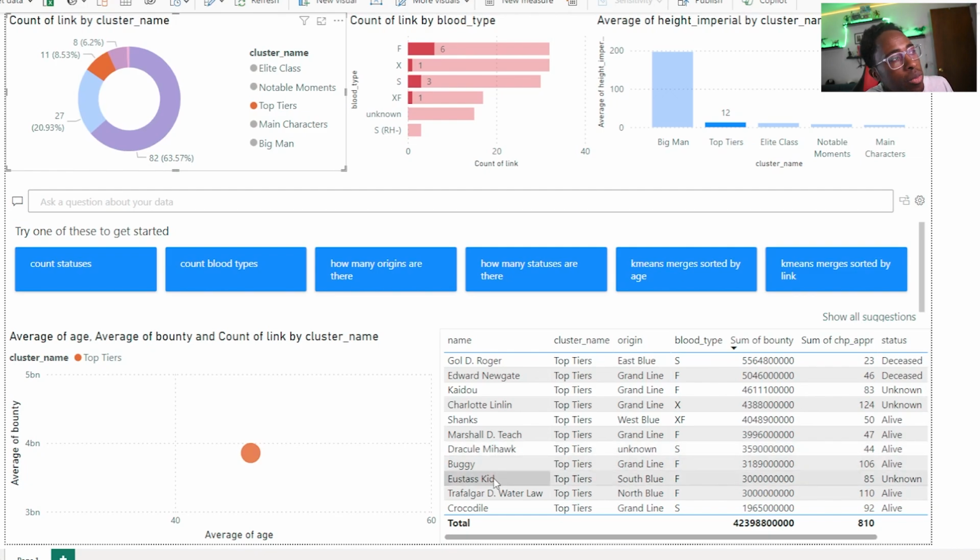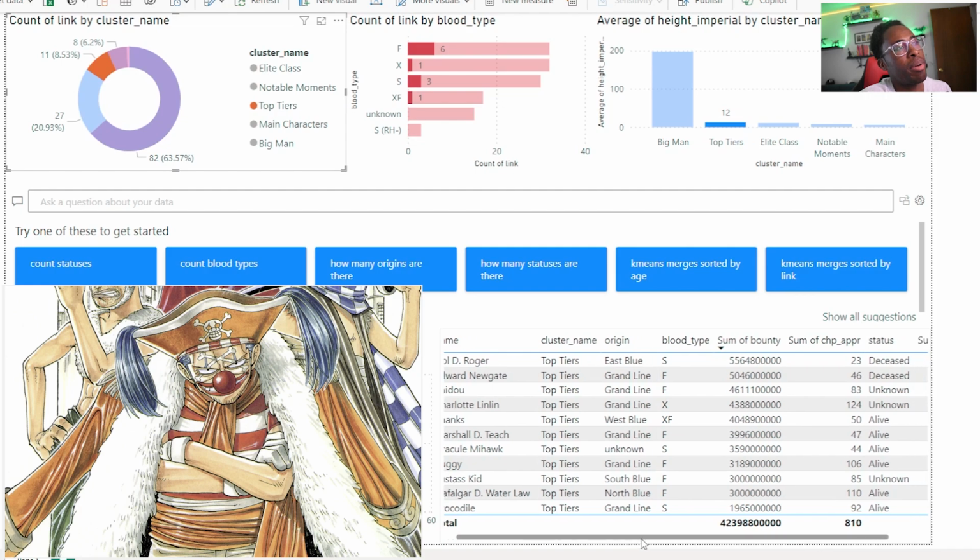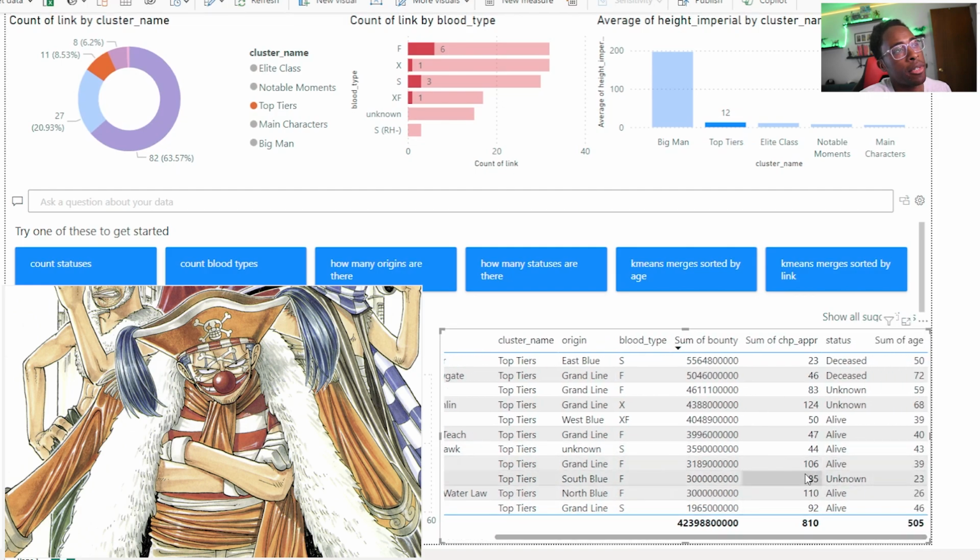So here is where the main debate would happen. Buggy gets into this list because he has a very high bounty. I'm surprised, if Buggy had appeared in more chapters, he would probably be in the main character list. He just doesn't have enough to get into that, and he's also older than the main character, so his age is more closely related to some of these other characters.